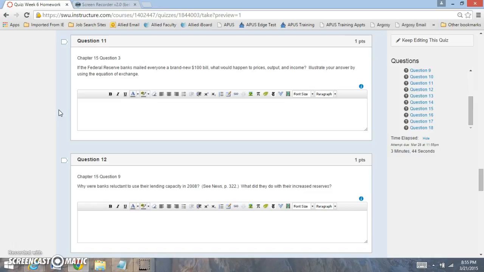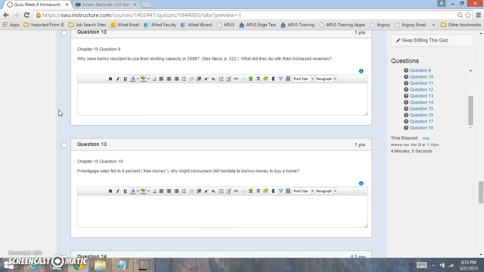Question 11, if the Federal Reserve Banks mailed everyone a brand new $100 bill, what would happen to prices? You know there would be inflation, and given that there'd be inflation, people would buy more, and people would have higher incomes. But you want to look at the equation MV equals PY, and how it will influence that equation.